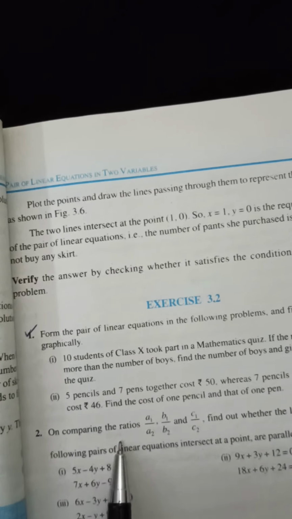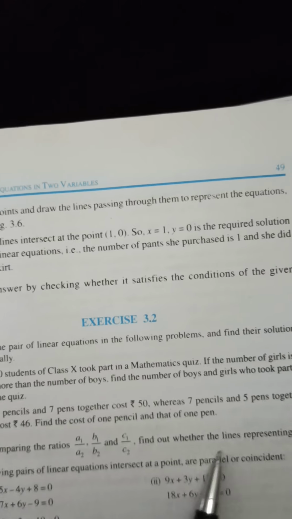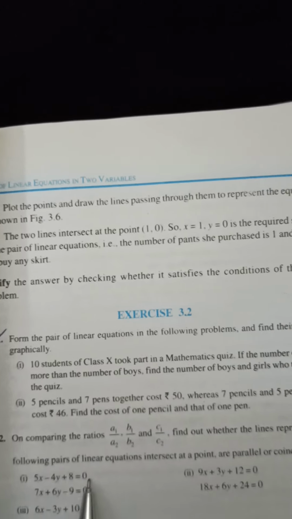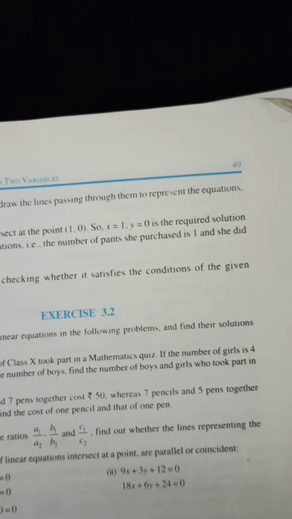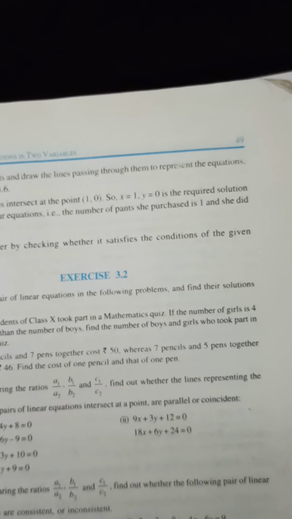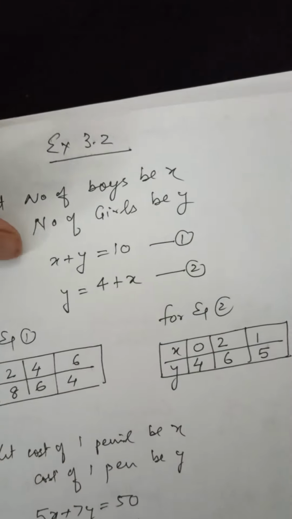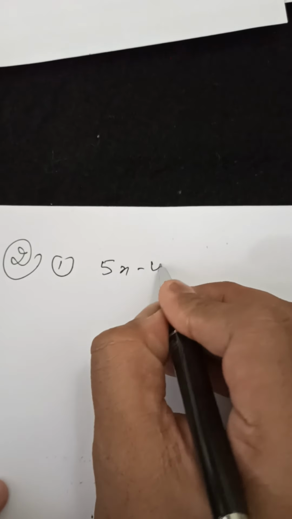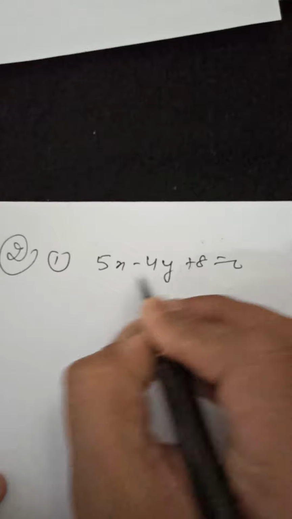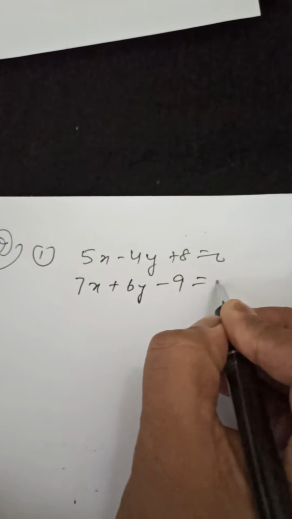On comparing the ratios a1 upon a2, b1 upon b2, c1 upon c2, find out whether the lines representing the following pair of linear equations intersect at a point, are parallel or coincident. So we have to use the concept of the table which we have given you. So let us see question number 2. First part. Equation is 5x minus 4y plus 8 is equal to 0. Other equation is 7x plus 6y minus 9 is equal to 0.